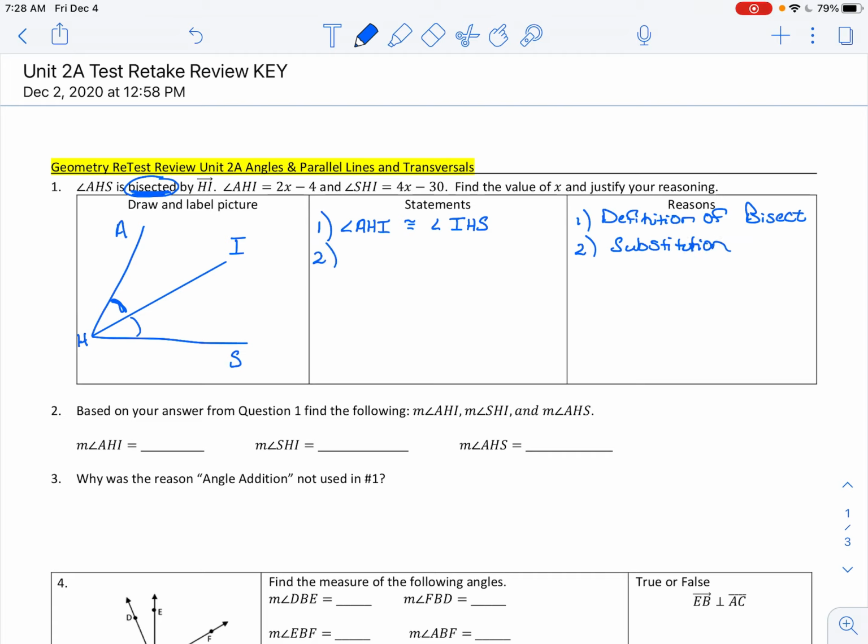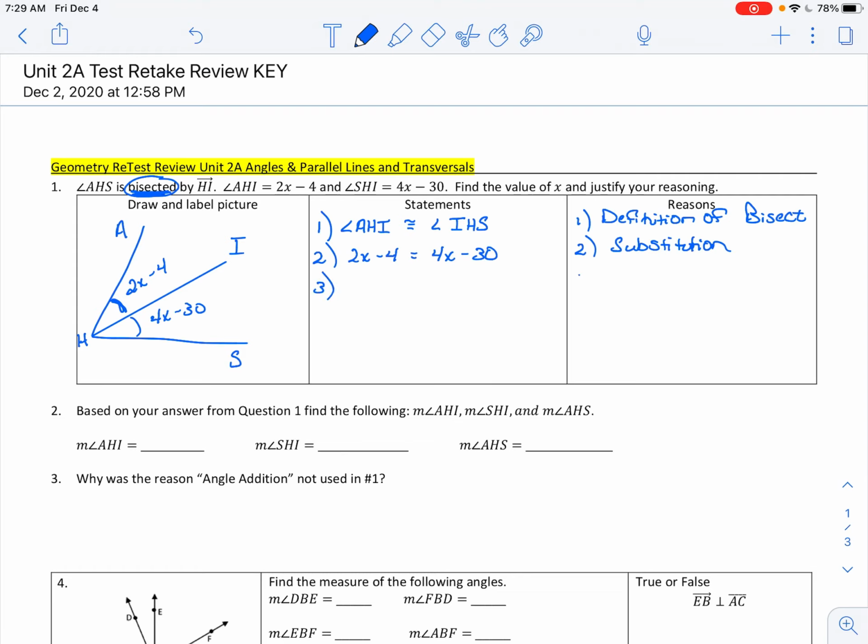So I didn't label my picture, but I could have. 2x minus 4 was AHI. SHI, I called it another thing, but it's still this other angle, 4x minus 30. So that's what I'm going to be plugging in. I'll be substituting those two values in.